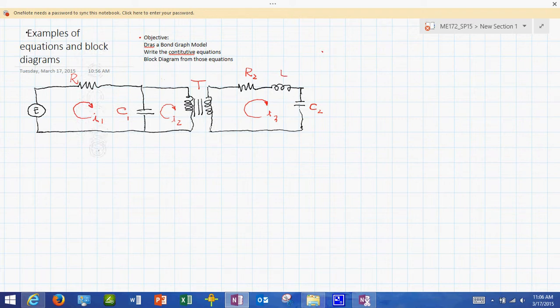With this, the first step that we have to generate the bond graph model is to put a one junction for every distinct current loop. So that's the first step. Perhaps we could write it down in here if it's helpful. The first step is: use a one junction for each distinct current.